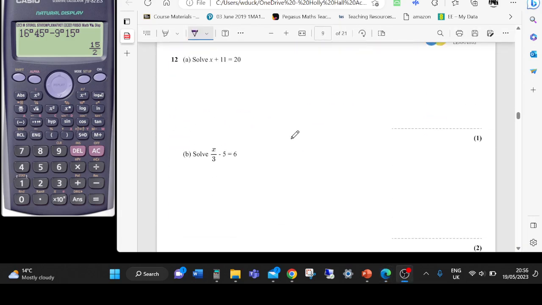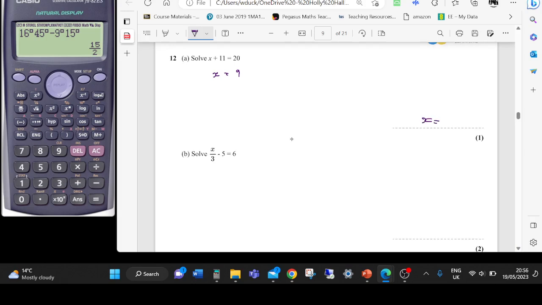Right, question 12, solve. X plus 11 is equal to 20. So I'm going to minus 11 from both sides. That will give me X is equal to 9. So X is equal to 9.